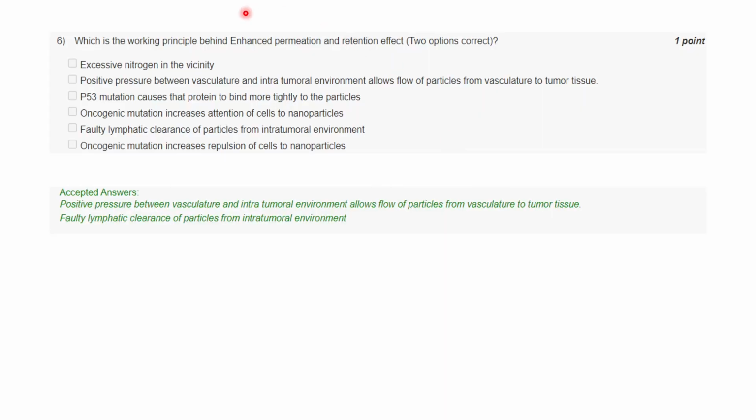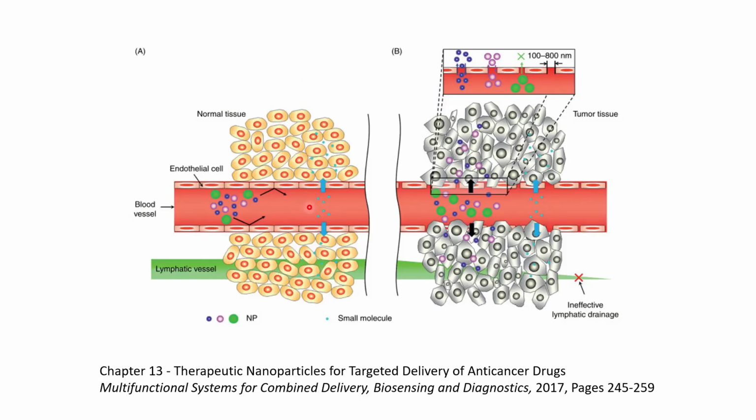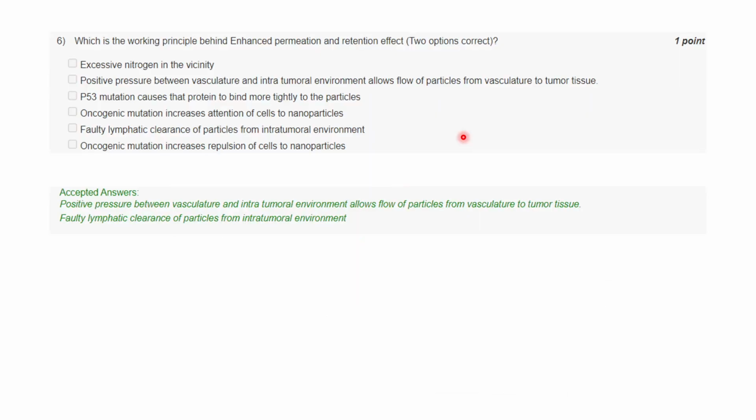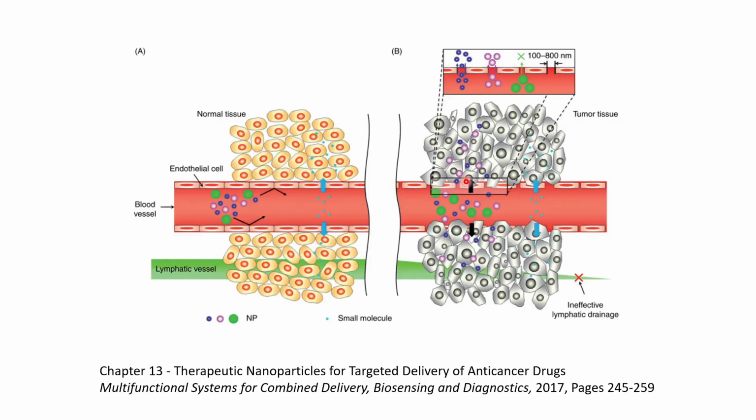So that's what the question is asking us. What is the working principle behind the EPR effect? It is positive pressure between vasculature and intratumoral environment, which allows flow of particles from the vasculature inside the tumor. And the next is faulty lymphatic clearance of particles from the intratumoral environment. Both of these factors lead to an accumulation of your nanoparticles inside the cancer tissue, which is actually what we want, because then more drug will be delivered to the cancer tissue and it can be an effective treatment. So we're making use of this EPR effect. The only thing to keep in mind is what size of nanoparticles you should synthesize depending upon the gap in the leaky vasculature.